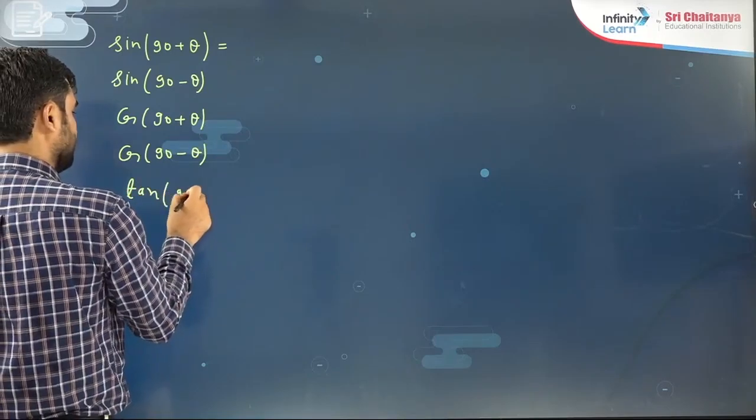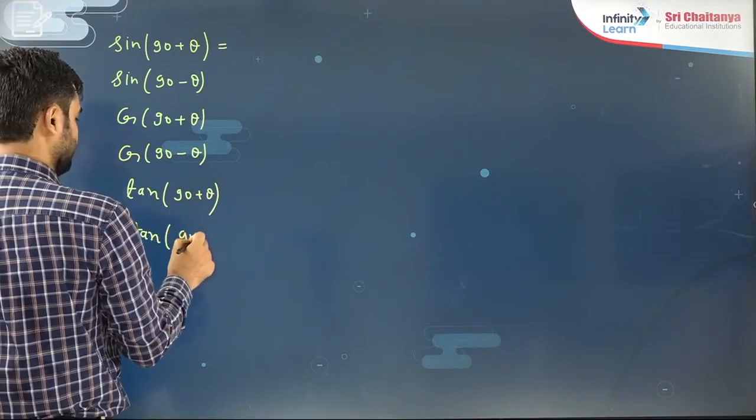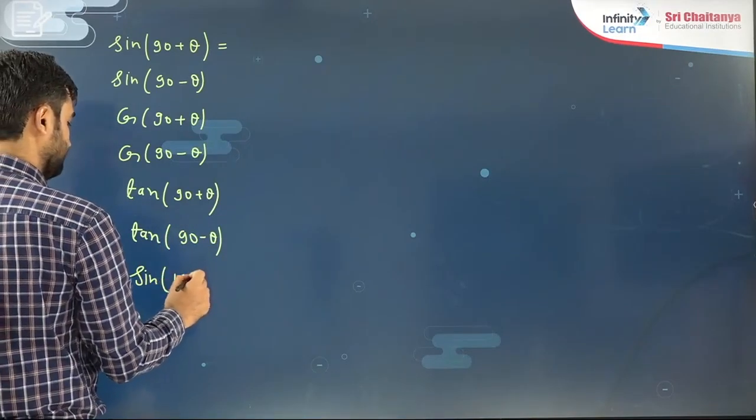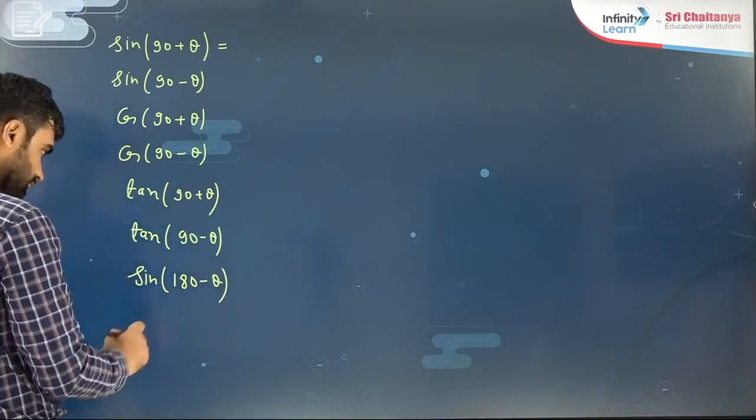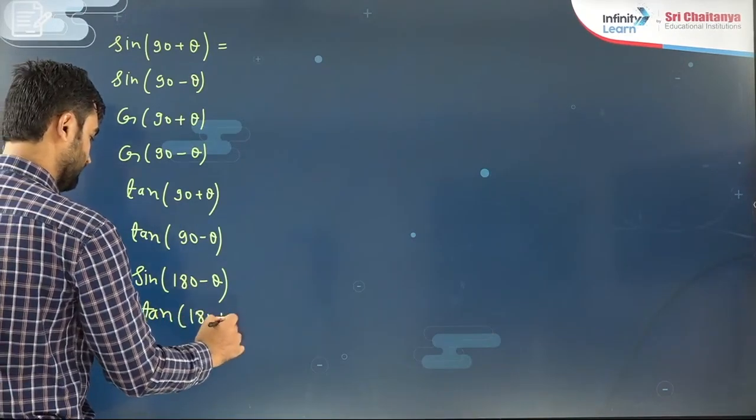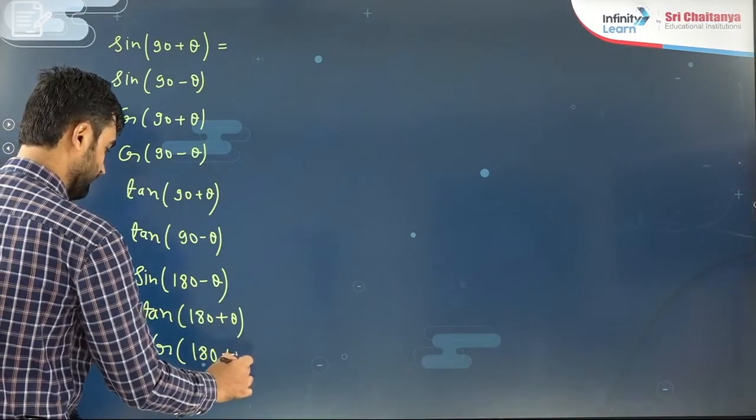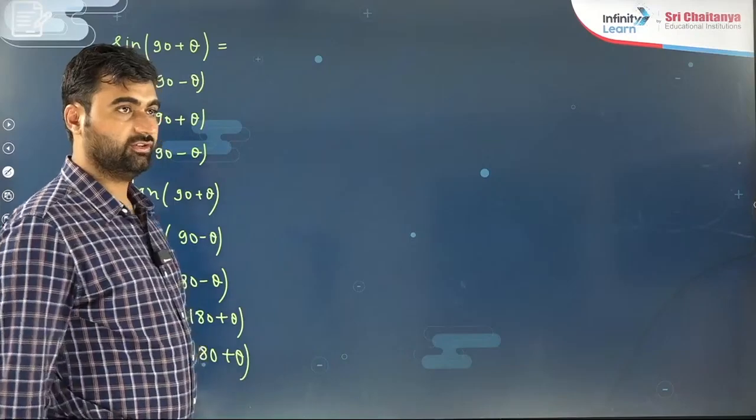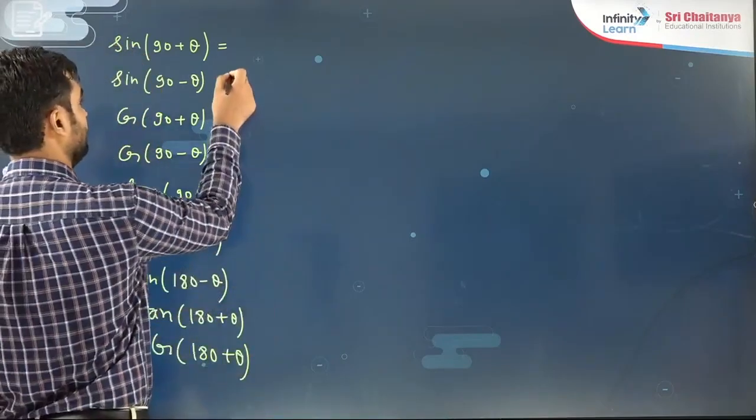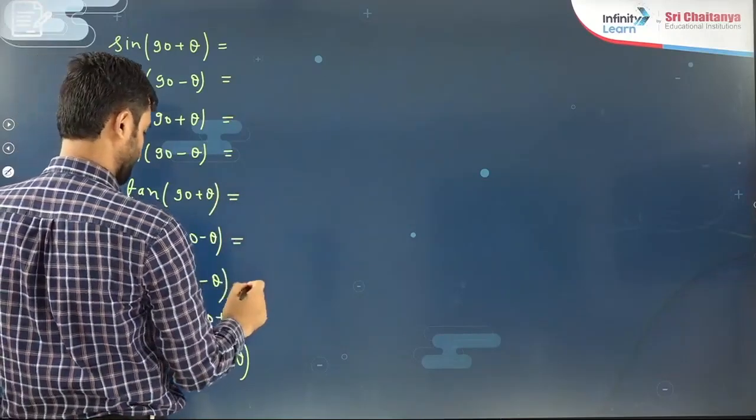Tan 90 plus theta. Tan 90 minus theta. Sin 180 minus theta. Tan 180 plus theta. Cos 180 plus theta. Send your answers. You have to send all the answers sequence-wise.